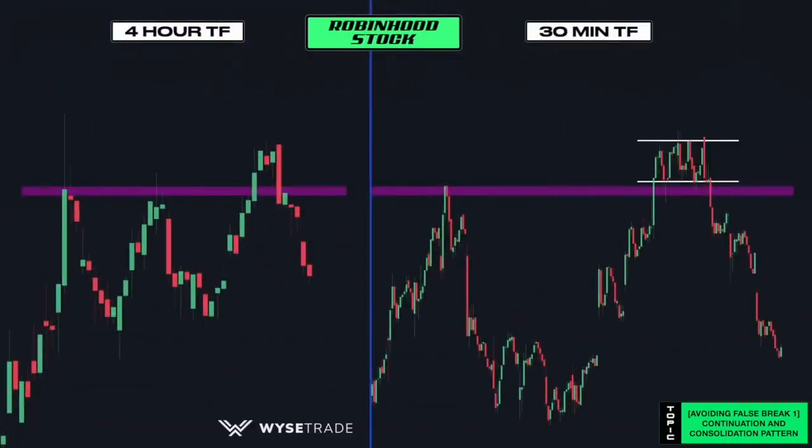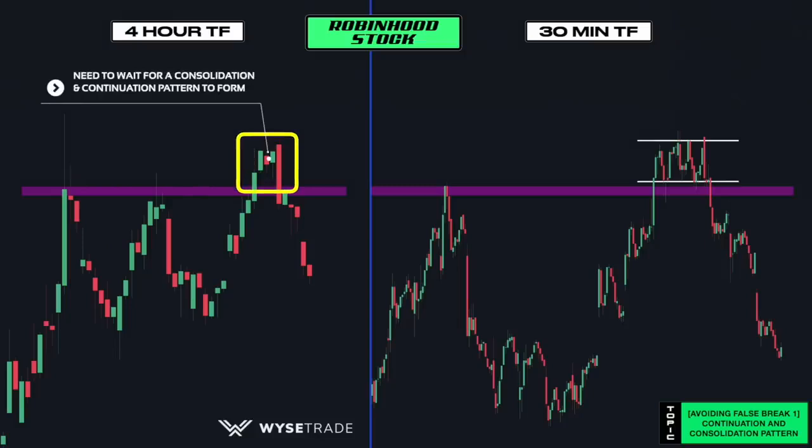This is the Robinhood stock. On the left is the Robinhood 4-hour time frame and on the right is the 30-minute time frame. You had your key level here before price broke through the key level. Now again, you need to wait for a consolidation pattern to form on a lower time frame, which you had through this channel pattern that forms.